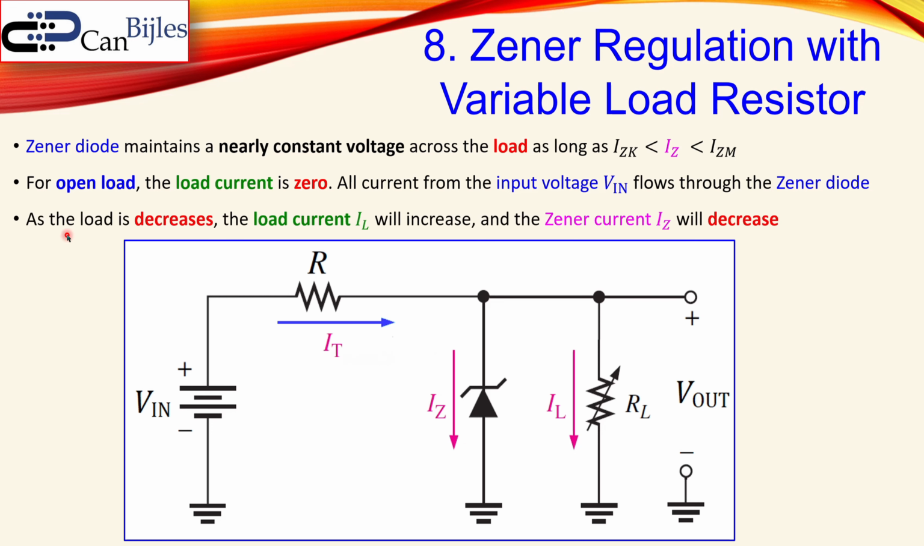As the load resistance is decreasing, so you go down, the load current IL will increase because this is getting shorter, and the Zener current IZ will then decrease because you get less current in here and more current through the, let's say, smaller resistor. So if this is, for example, an impedance of 22 ohms and this is going to 1 ohm, then this is of course dominating in the current consumption.